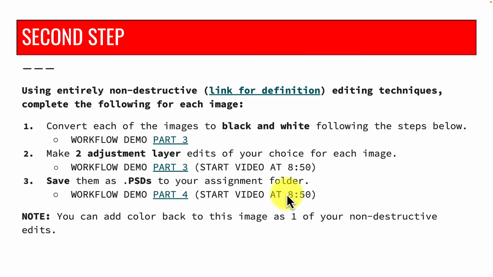Now, note you can add color back to the image as one of your non-destructive edits. So one of these 2 adjustment layer edits, and I demo this in the video, gives you the option of adding color back into your image, all right? So if you started black and white, which all of your images should be, you'll then also have an opportunity to give color back.